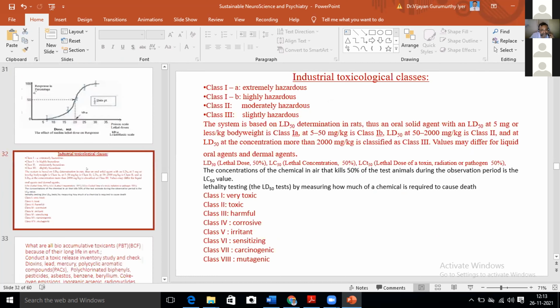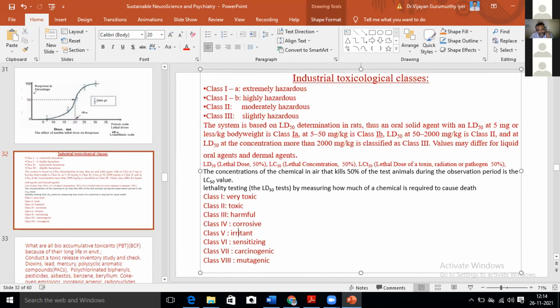And you see the industrial toxicological scales. The different industrial toxicological scales are given, for example, with respect to the biological and pharmacological: very toxic, harmful, corrosive, irritant, sensitizing, carcinogenic, mutagenic. All these things apply to the industrial toxicological classes, source-specific toxicological classes, and generic toxicological classes.